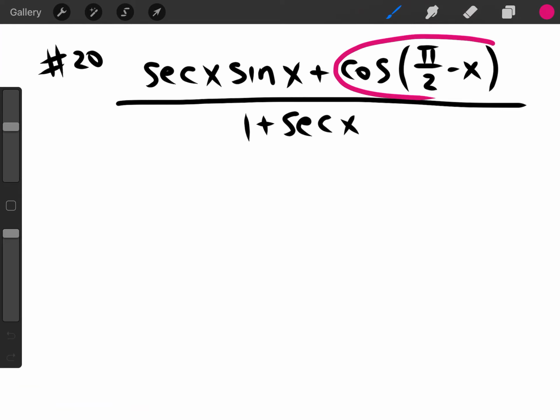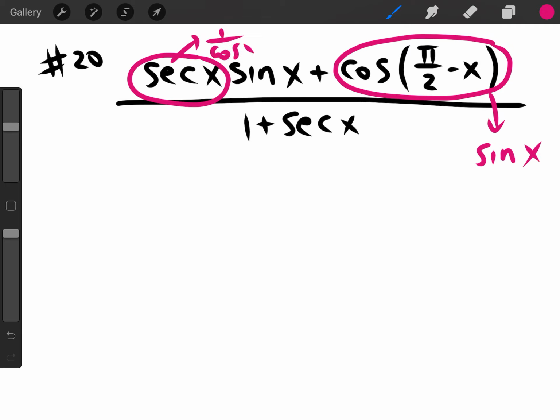Okay, this is number 20. So this time we're going to be dealing with these crazy looking trig functions. First of all, let's spot this: cosine of (pi over 2 minus x). We know that this is basically sine x. We know that secant x is 1 over cosine x.